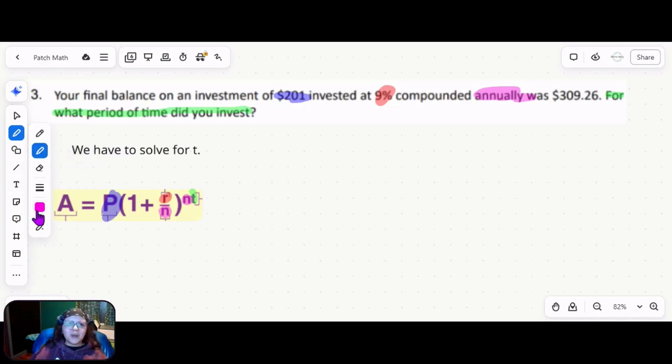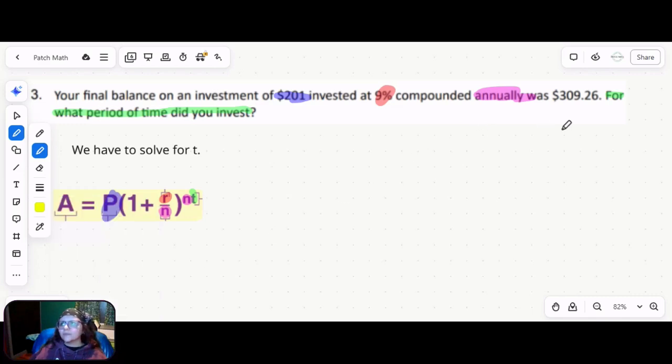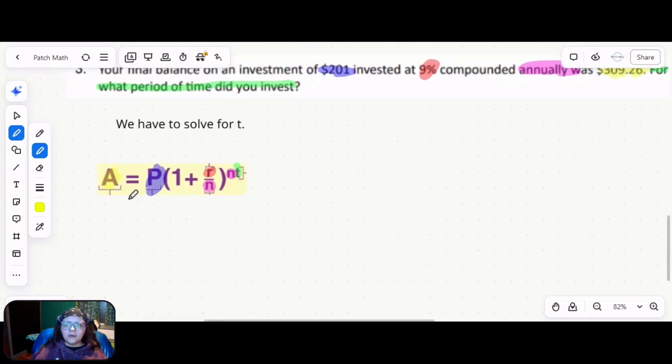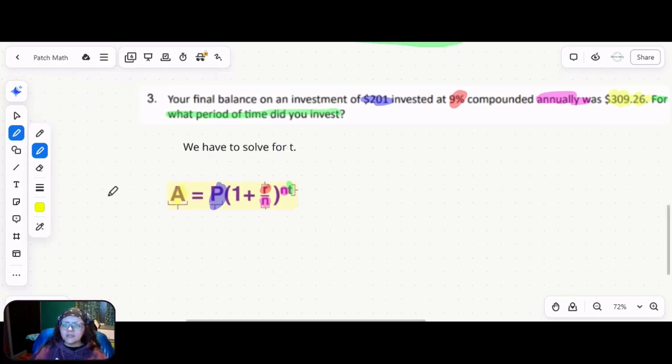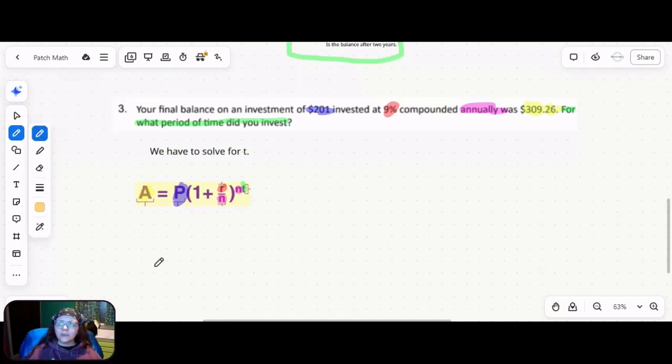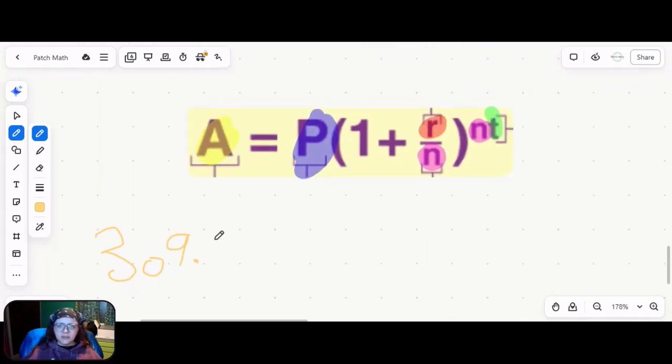And then we find out that A is $309.26. That's the amount we get after we get our interest back, the total amount in our bank account after the period of time we are about to find. So now we're going to go ahead and substitute all this in. All right, plugging in that 309.26. And zoom whiteboard, you're great.